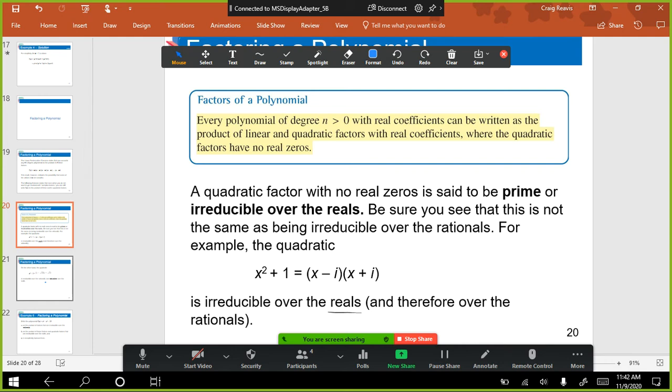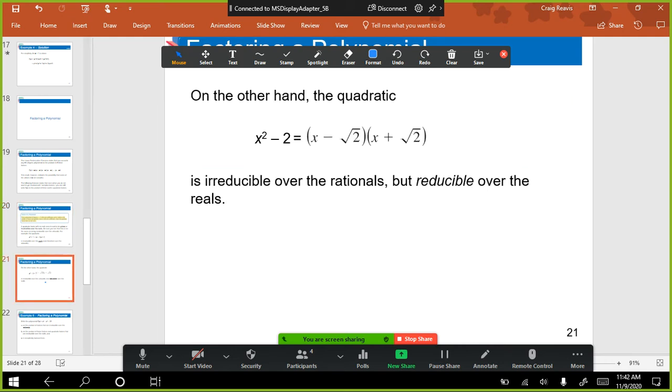Now, on the other hand, the quadratic x squared minus 2 is irreducible over the rationals, but reducible over the reals. So here's what this is saying. Notice we would normally not be able to factor x squared minus 2, right?